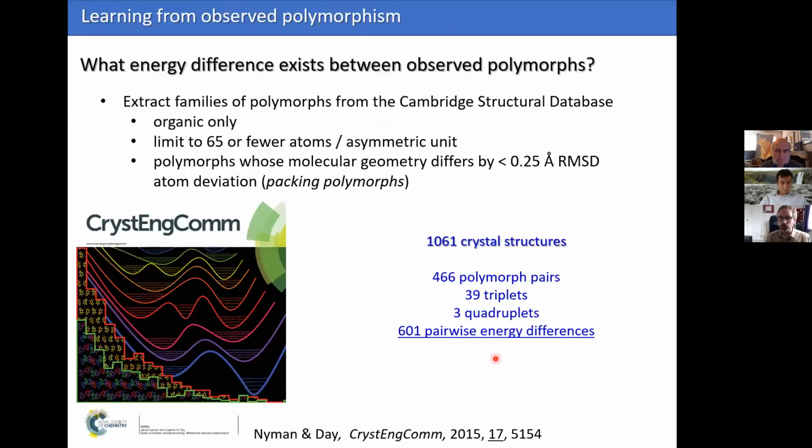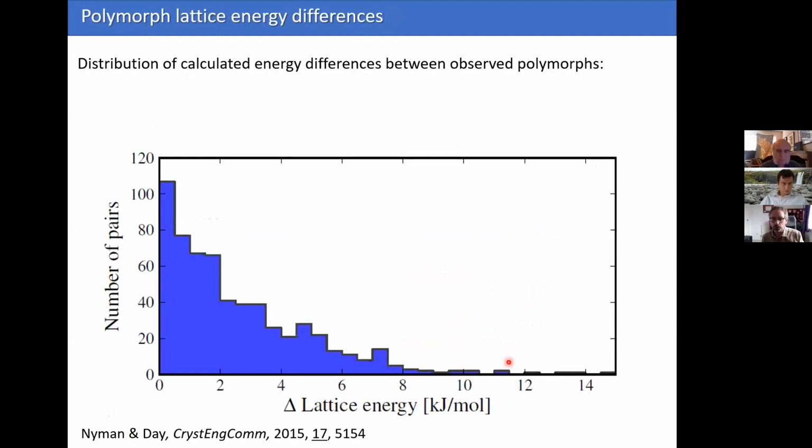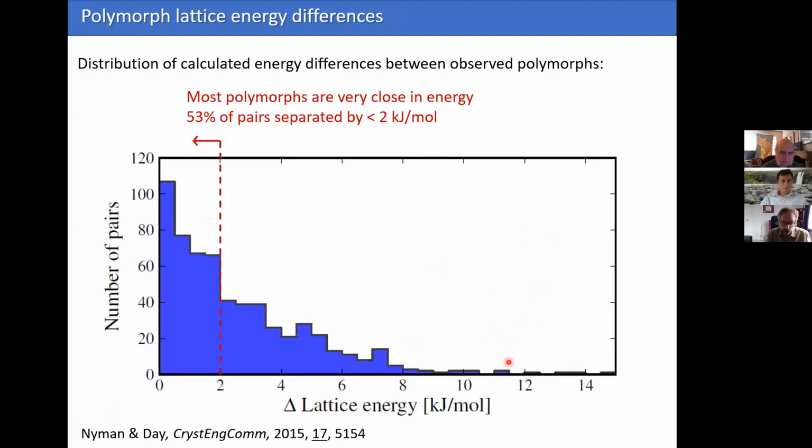What we did was pull out known polymorphic pairs from the database of crystal structures. We pulled out over 1,000 crystal structures corresponding to over 466 pairs of polymorphs, and some with triplets or quadruplets. So we have 601 energy differences between observed crystal structures of organic molecules. We just evaluated the energies and looked at what the distribution is, because that tells us where we expect to find structures on our energy surfaces.